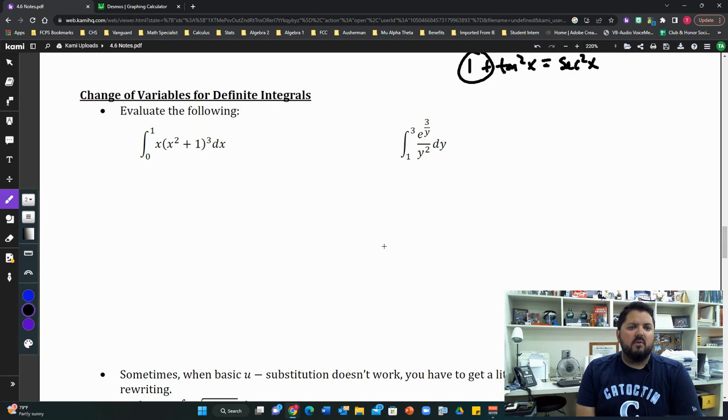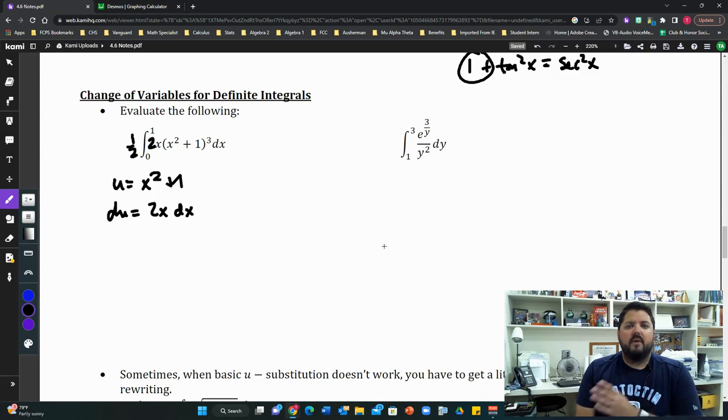So the integral from 0 to 1 of x times (x squared plus 1) cubed dx. So I have a natural inside here. X squared plus 1 is the most logical choice because it's inside that group raised to a power. And if that was the case, then du would need to be 2x dx. So I need to fix this. I need a factor of 2 inside, which I don't have. So let's multiply by 2 inside and 1/2 outside to keep it balanced.